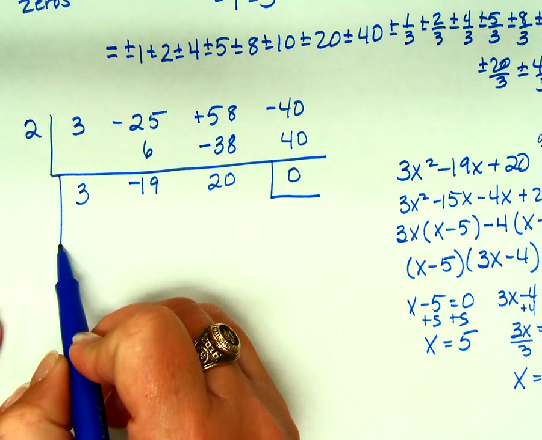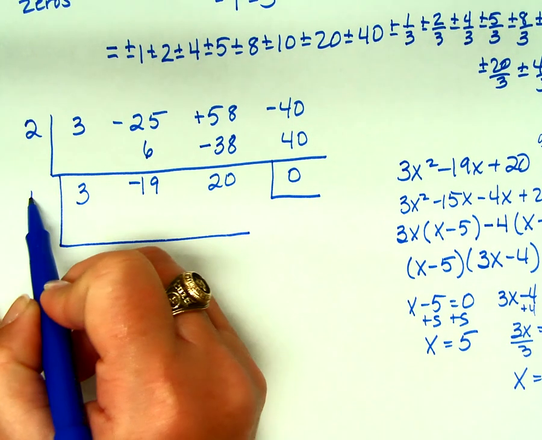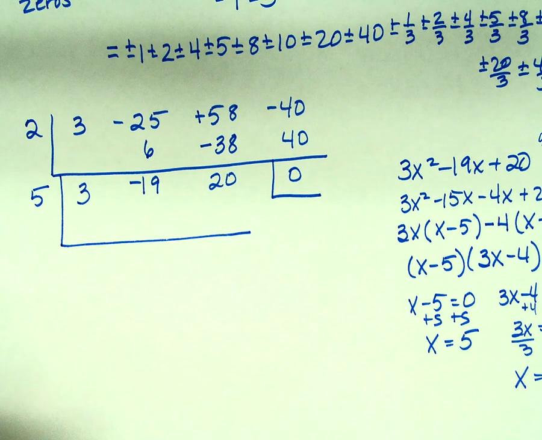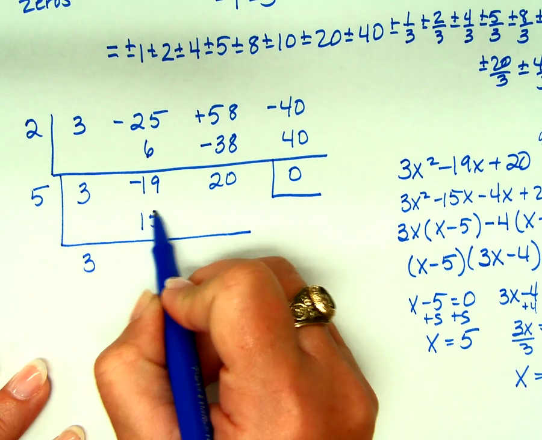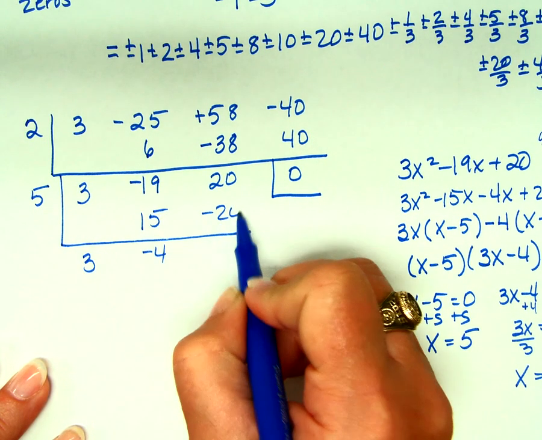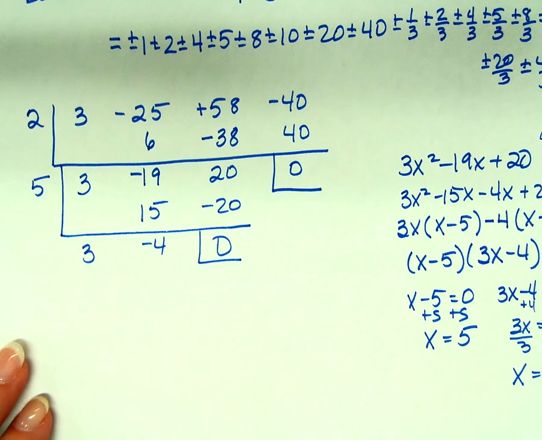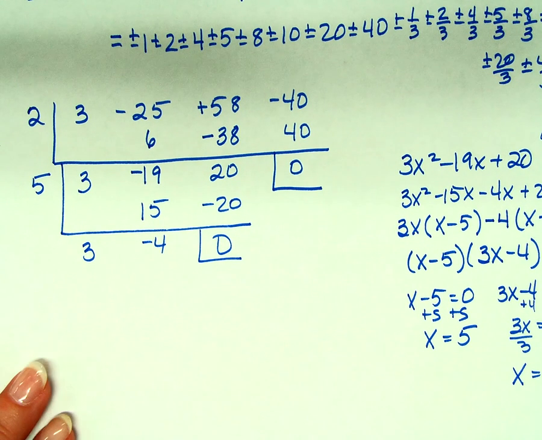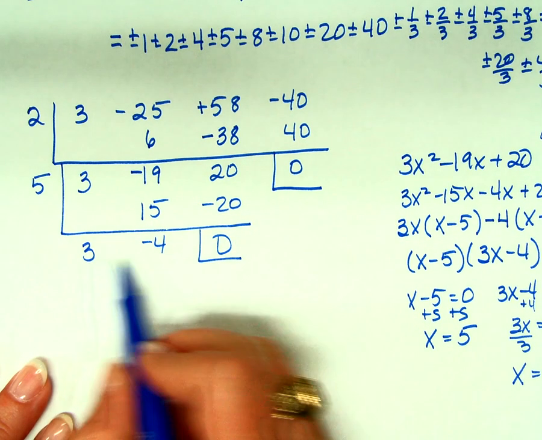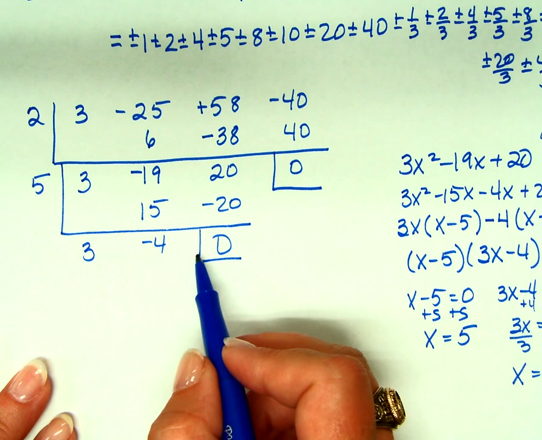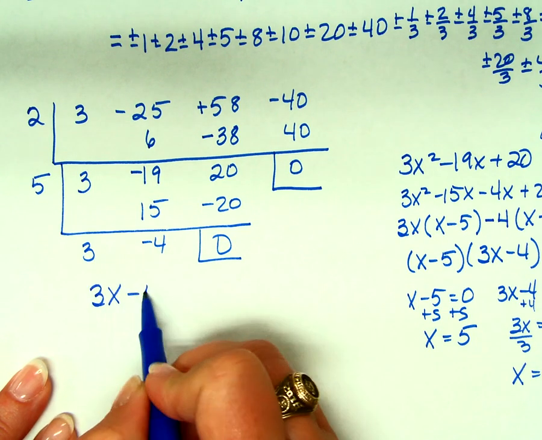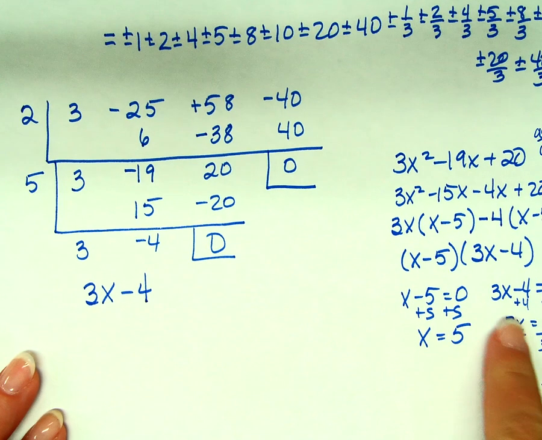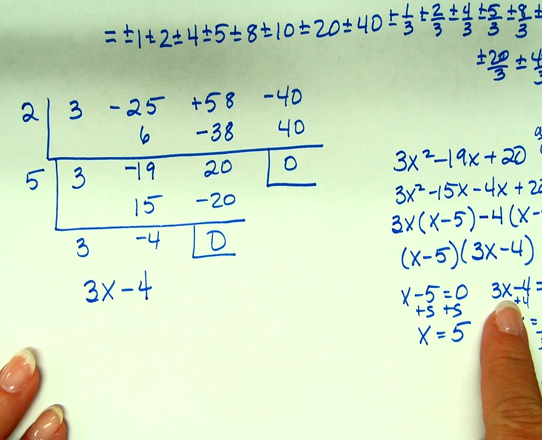Now, can I show you another option? What if I started right here with 5? Because didn't I know that it worked? 3, 15, negative 4, negative 20. What does this translate back into? Remainder, constant, x term. 3x minus 4. Oh, look. I got that over there, too.